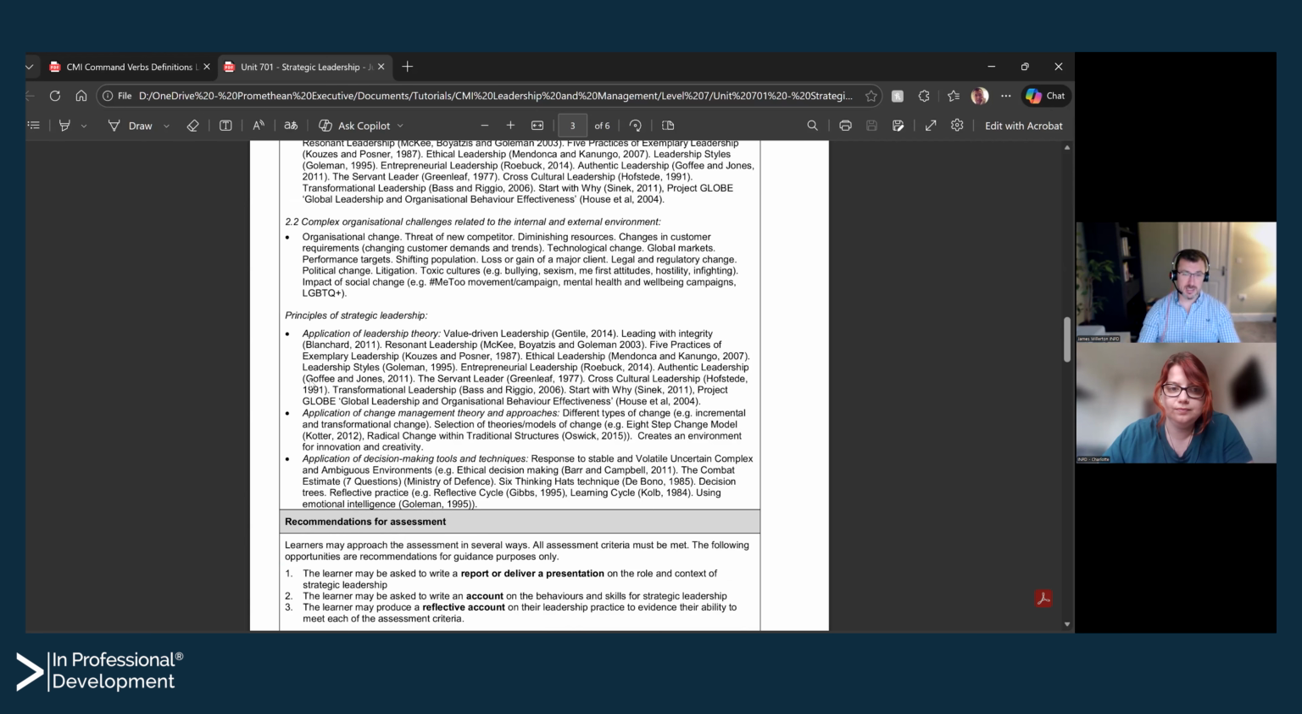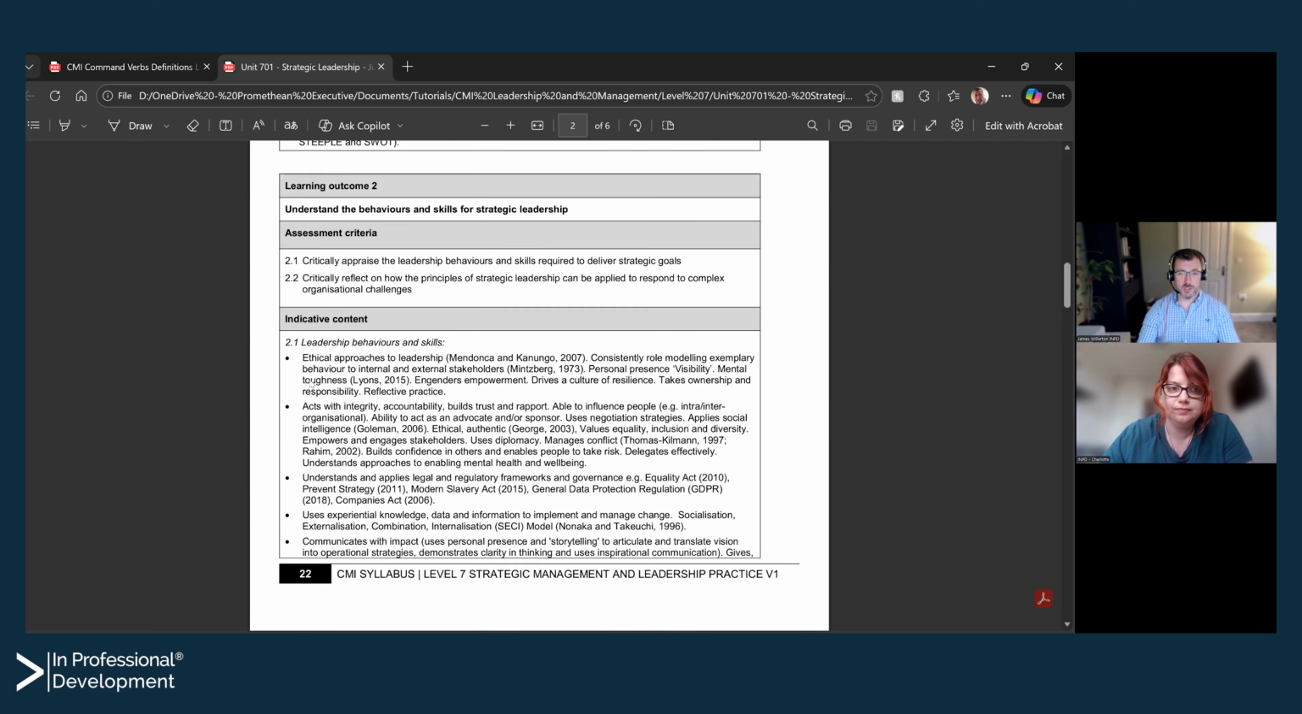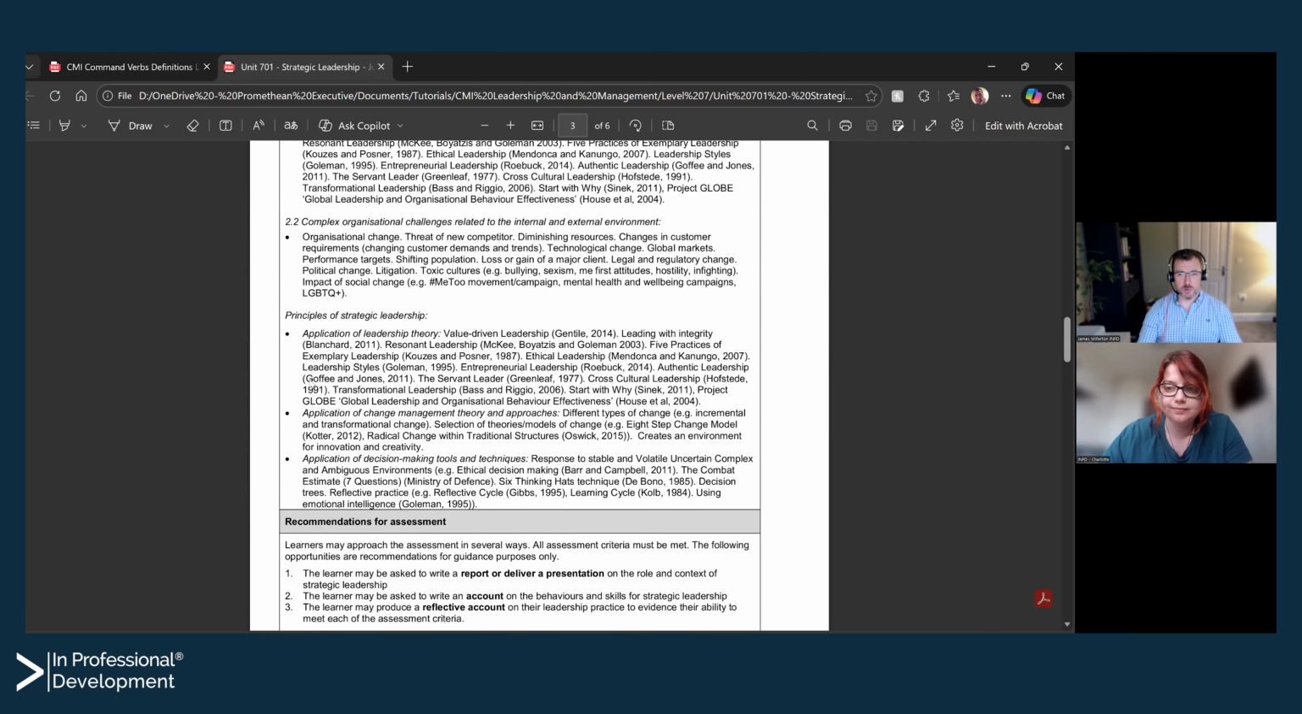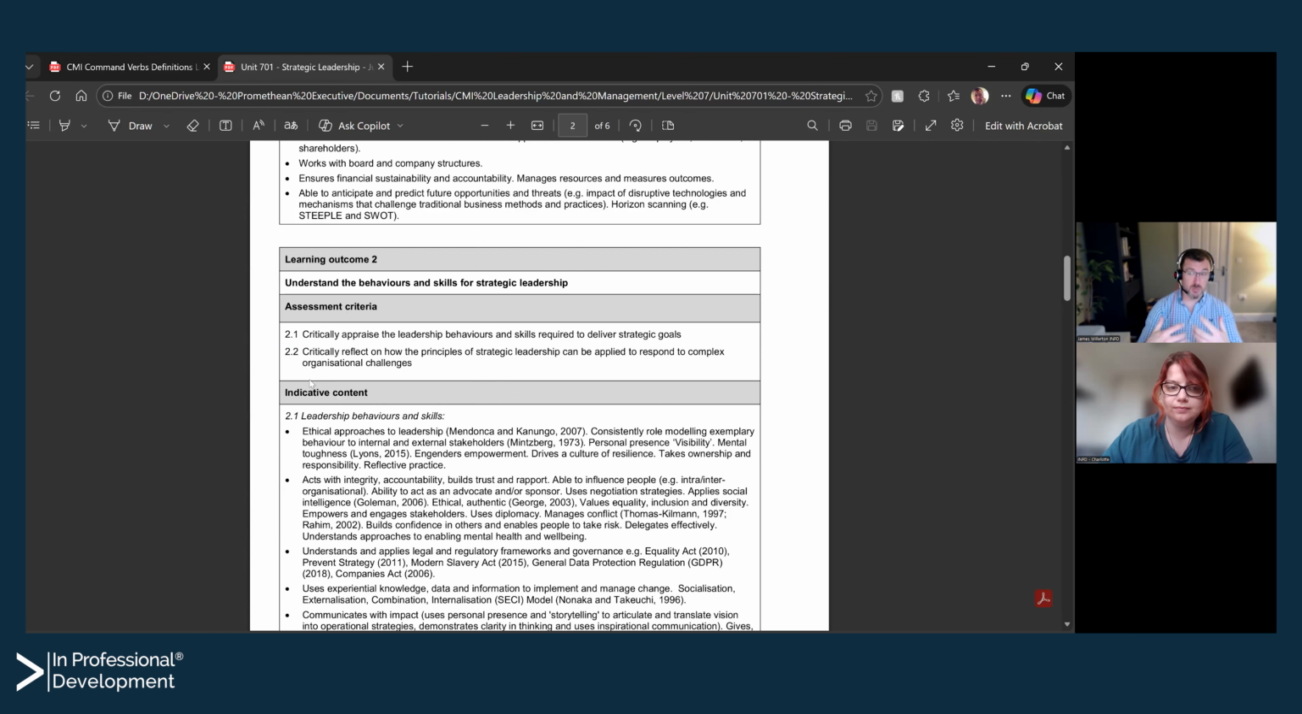You might consider that as entirely relevant when you're thinking around responding to complex challenges that tend to induce change or put change pressure on us. So you might think around how strategic leaders respond to change theory and apply that really well. And also the kind of decision making and problem solving techniques you might bring in here as well.